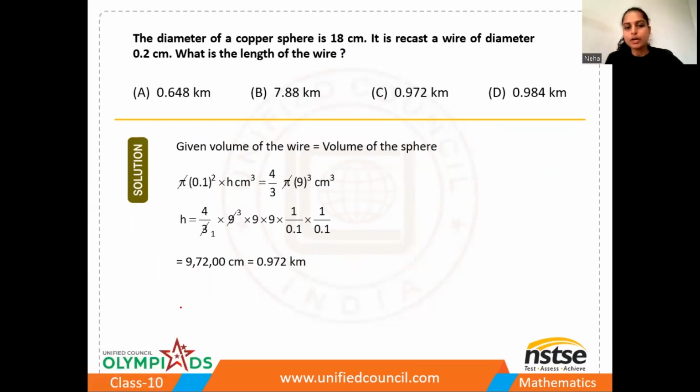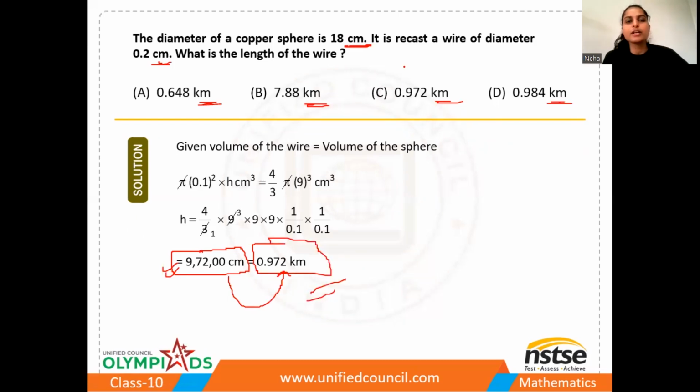In this question, you can make one mistake. What is the mistake? You get your answer, you see that yeah, this is my answer, and somehow you find it in the options, so you take the answer and that's it. But my dear students, you can see that all the measurements are given in centimeters, but in the options, all the measurements are given in kilometers. So you have to convert the centimeters into kilometers. Then only you can pick your answer.